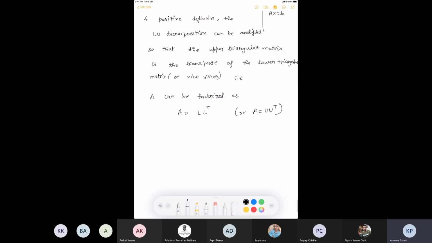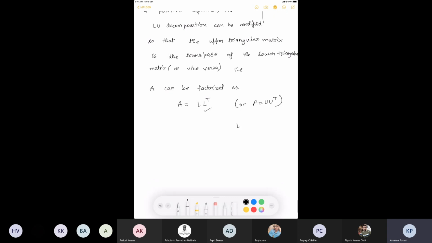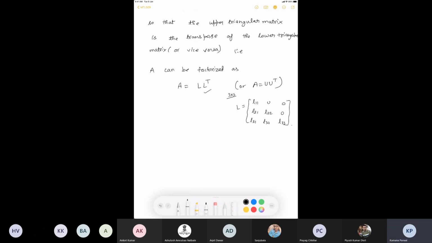Now, how will you find this L and L transpose? It's the same procedure that we have done in the Doolittle factorization. So suppose I'm focusing on this, L is going to be a lower triangular matrix. So you take L to be L11, 0, 0. I'm just writing it for the 3 by 3 system. So L21, L22, 0, L31, L32, L33, and you simply multiply this with its transpose and equate it to A. So you will get relations between the Lij's and the Aij's. Basically using that, you can compute all these entries Lij's.